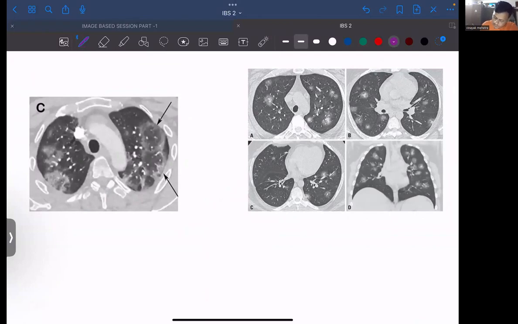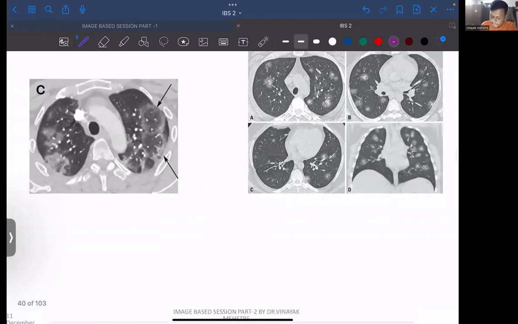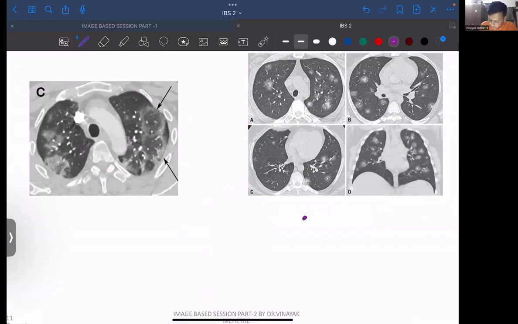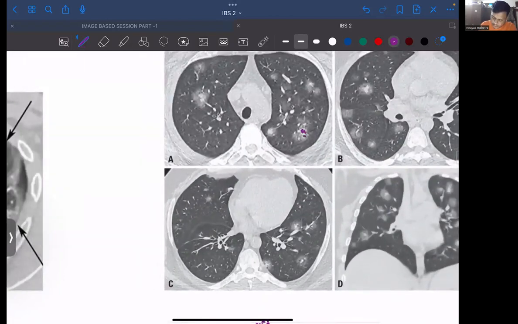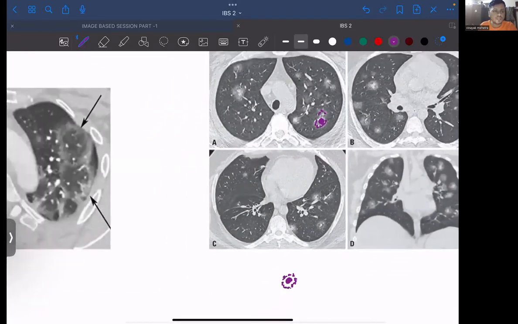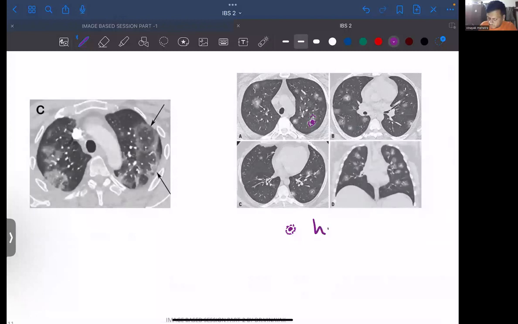If you are seeing a totally white dot surrounded by a less bright color, it is called a hollow sign. What will we call it? Hollow sign. And a ring with a less bright color inside it is called a reverse hollow sign.